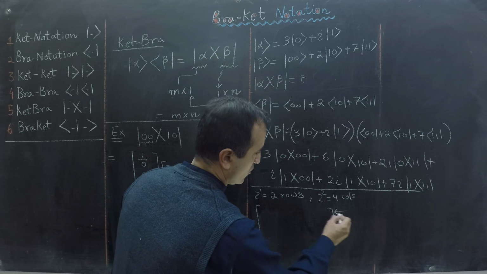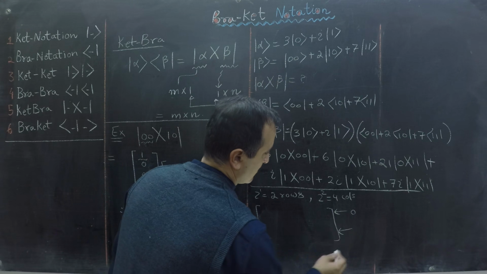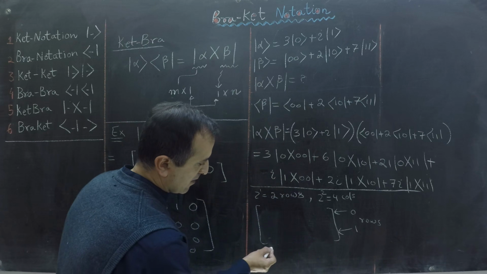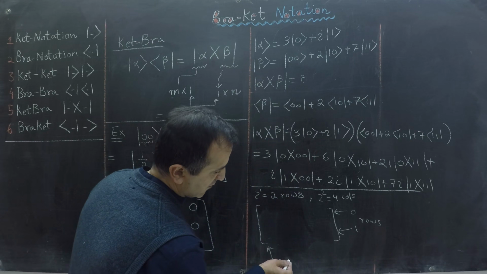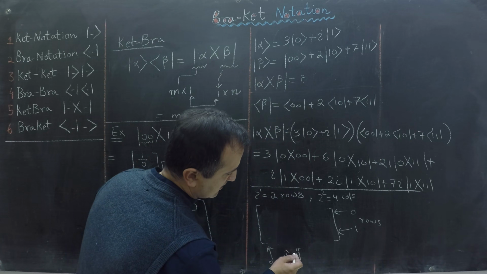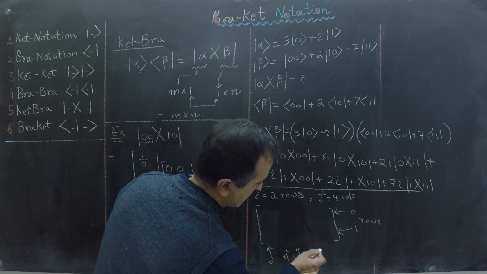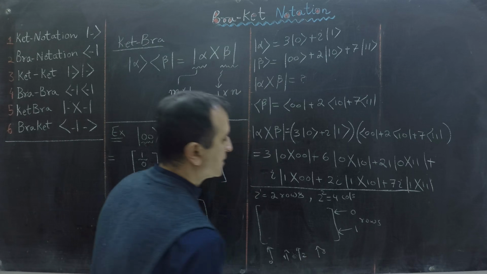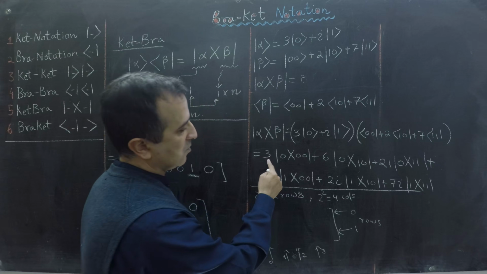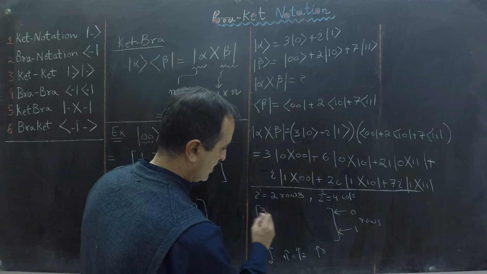This will be my row number 0, or the 0th row. This will be my first row, and then this will be my 0th column, this will be my first column, this will be my second column, and finally this will be my third column. Now this term is saying to put 3 on the 0th row and 0th column, which will be this. So I put here 3.